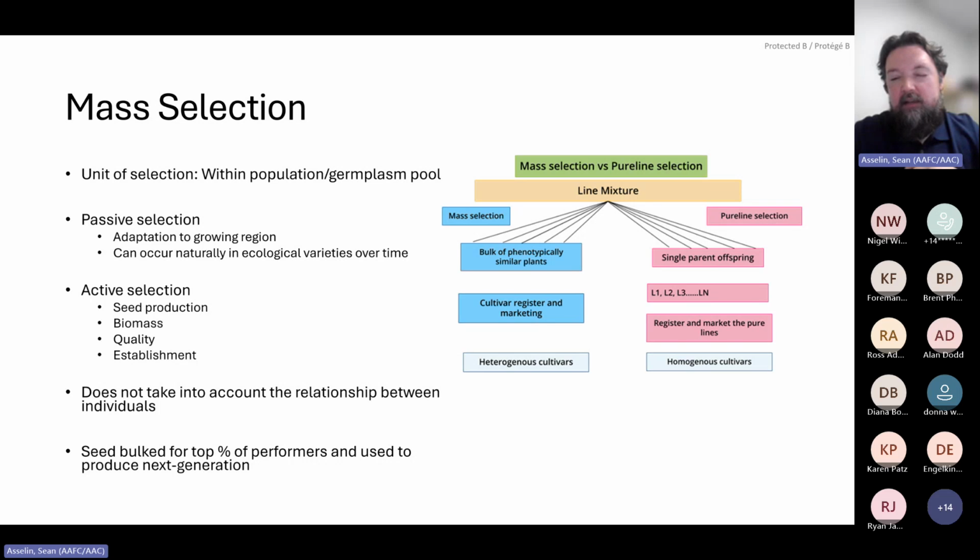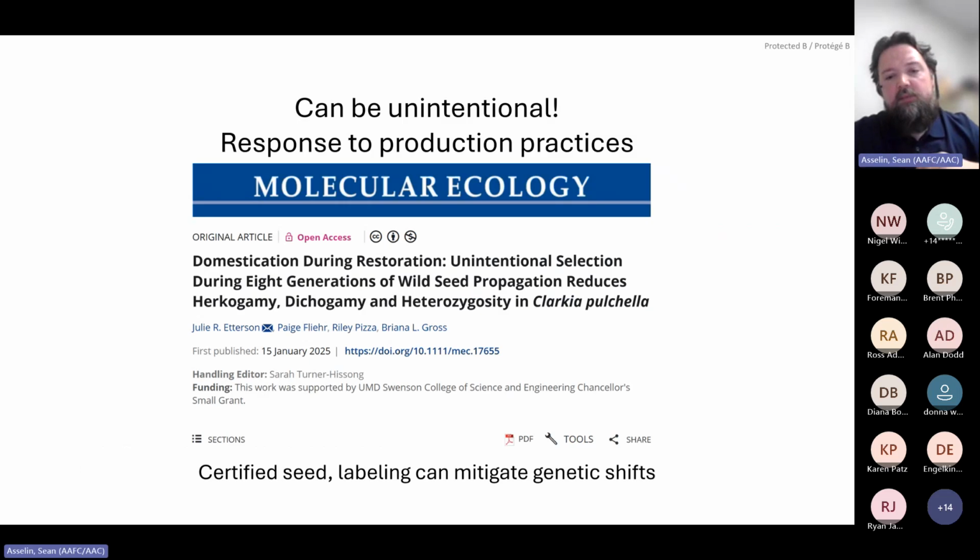We typically don't practice that too much because it can result in issues relating to inbreeding. But some programs do mass selection for seed production, biomass quality, and establishment. And just to point out, mass selection can be unintentional and can be a response to production practices.